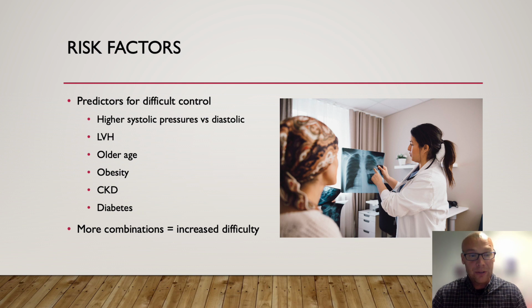Now, if you add them all together, so a patient that has diabetes, chronic kidney disease, is older, and has obesity, this person is going to be much harder to manage than, say, somebody in their 30s who just has high blood pressure, and you're just treating them from that point. So more combinations, more difficulty. As you add these things up, it's probably going to be harder, and they're going to need more than just a one medication regimen a lot of times.